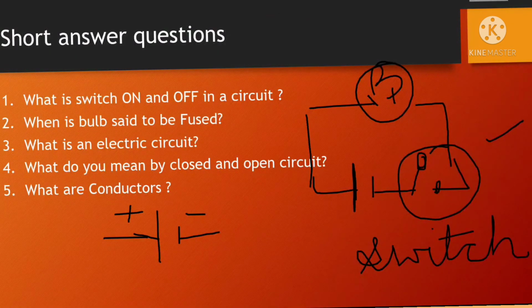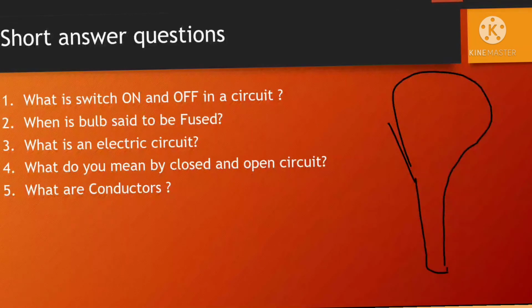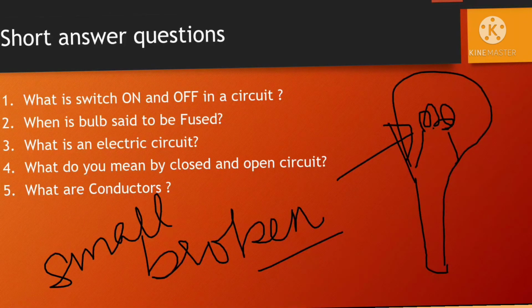Next one. When is a bulb said to be fused? When is your bulb fused? See, this is your bulb. When is it said to be fused? There is a filament inside the bulb, yes or no? When this filament is broken, the bulb is said to be fused. What is a filament? A filament is a small wire that connects the positive end and the negative end. So when the small filament is broken, the bulb is said to be fused.